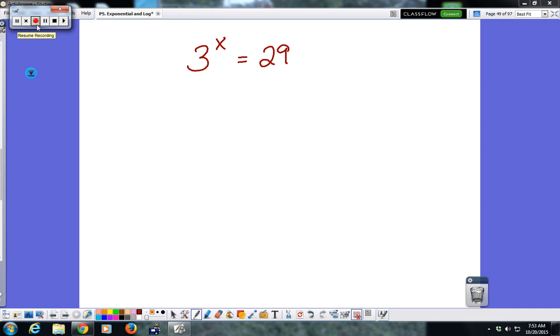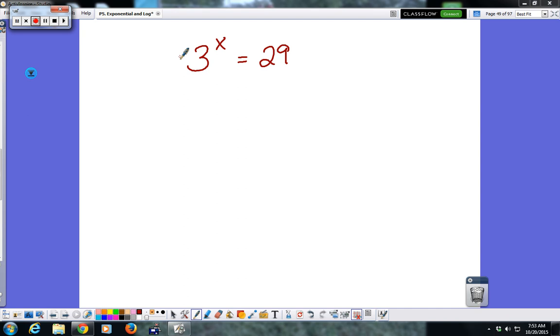Okay, here we go. Again, a review from yesterday. First step, if possible, if there's a plus 1, plus something, minus something, move it over, clean it up. If there's a number being multiplied by this 3 to the x power, move it over, clean it up. Get it into its purest form, which is right here.